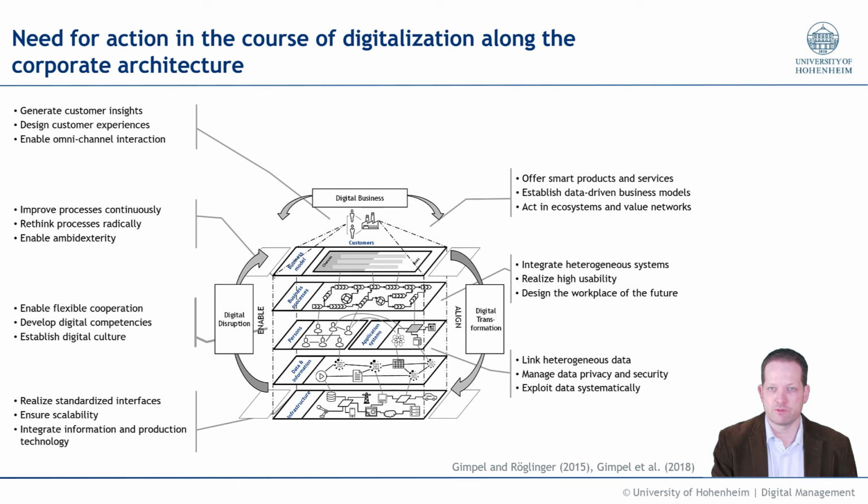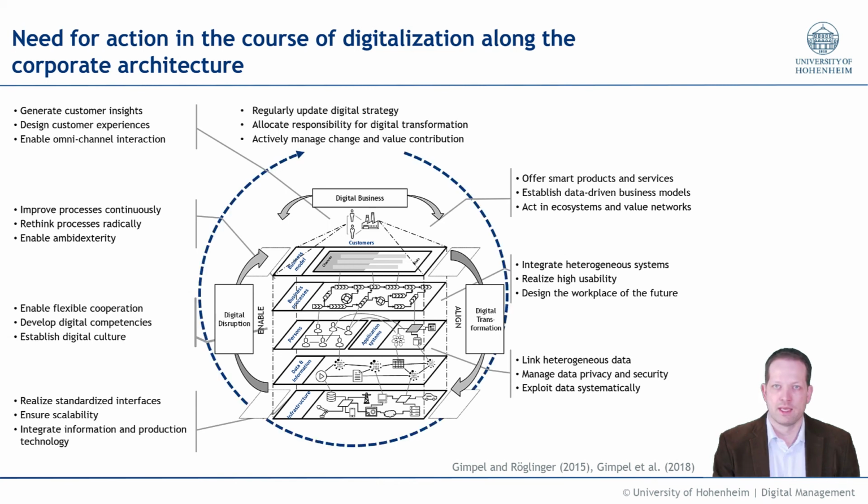Finally, moving to the infrastructure layer, it's about realizing standardized interfaces between different components. That relates to linking heterogeneous data and integrating heterogeneous systems, which we had on the data and information and application systems layer. It's about ensuring scalability and integrating information and production technology. The last part, this integration of information and production technology, is especially true for companies with physical machinery in their production sites. And finally, all this is tied together by management.